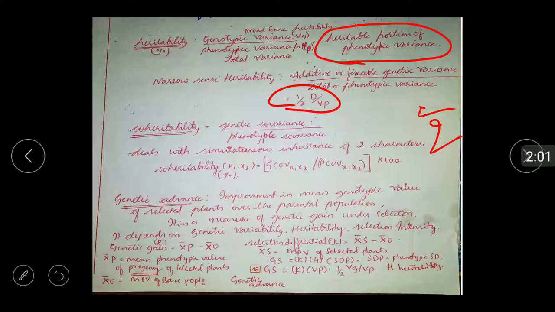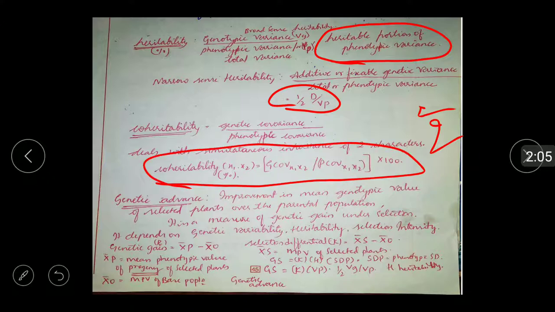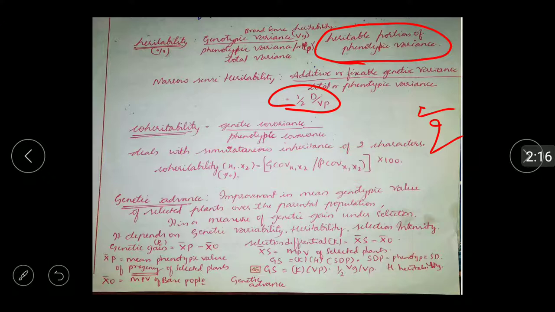Both characters are studied, and it is found out by the formula: coheritability is equal to the genotypic covariance of x1 and x2 divided by the phenotypic covariance of x1 and x2, into 100, and it is also expressed in percentage.